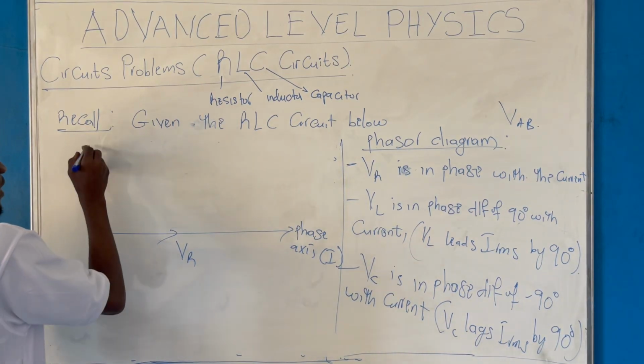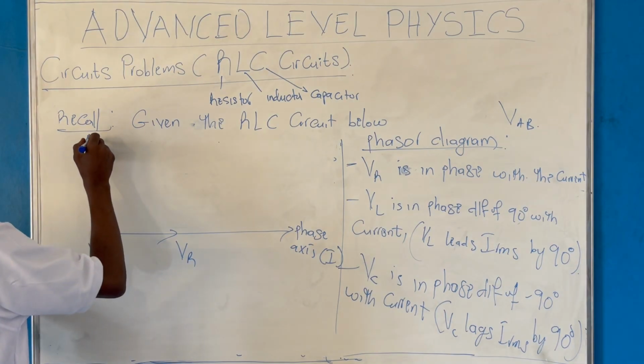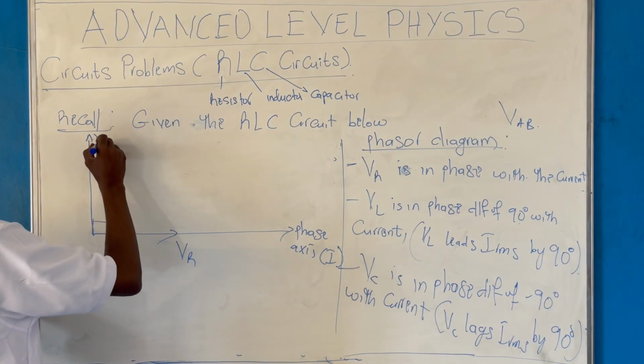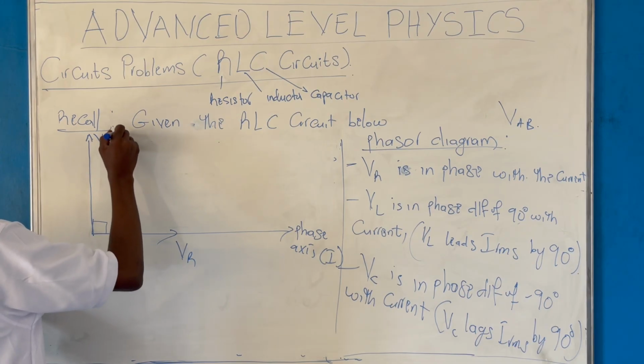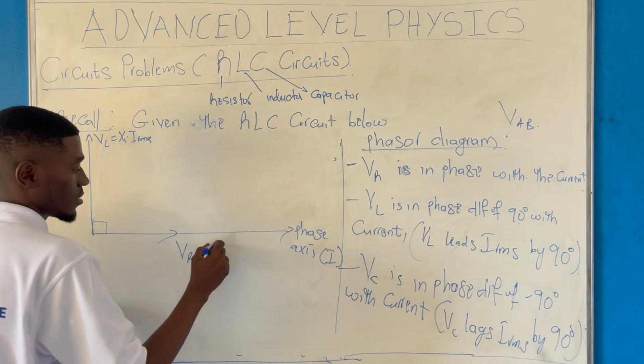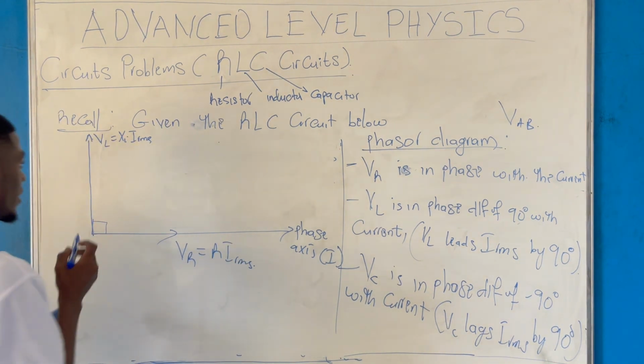I should form an angle of 90 degrees. You see that it is somewhere here. This is our VL, which is XL times I RMS. So this is the 90 degrees.